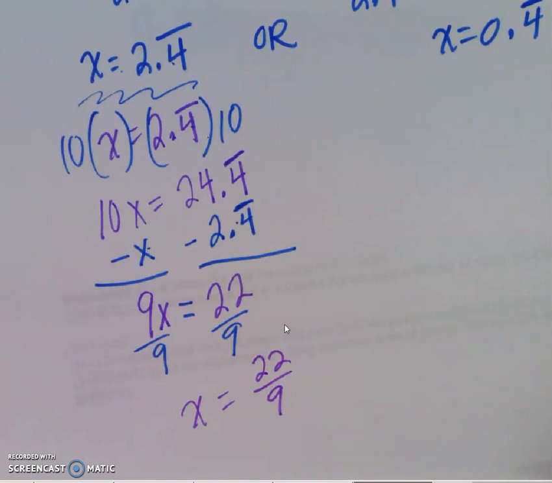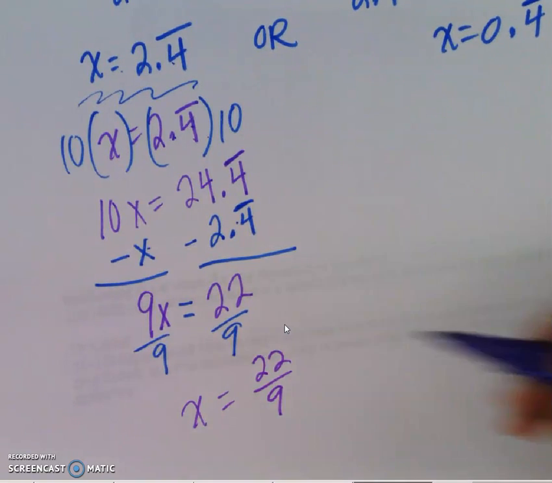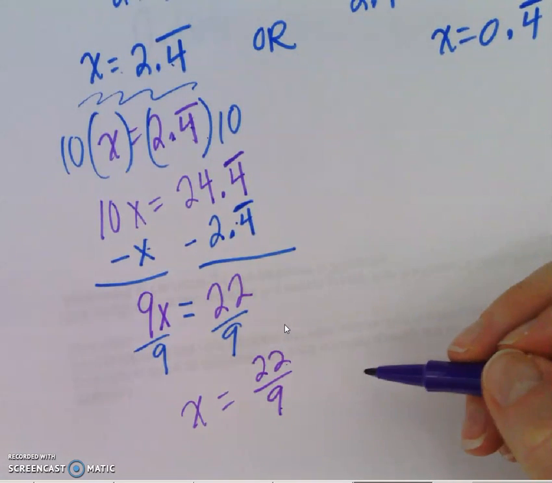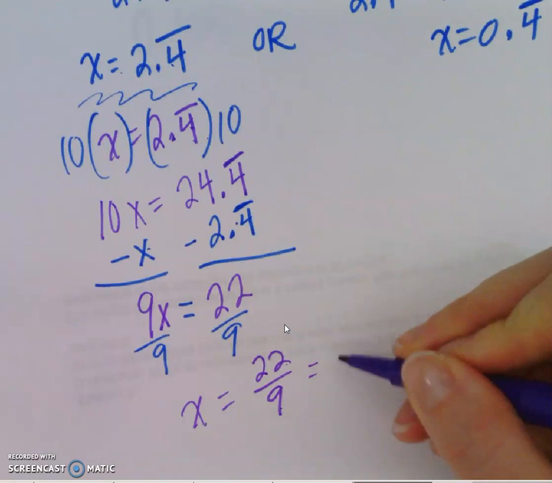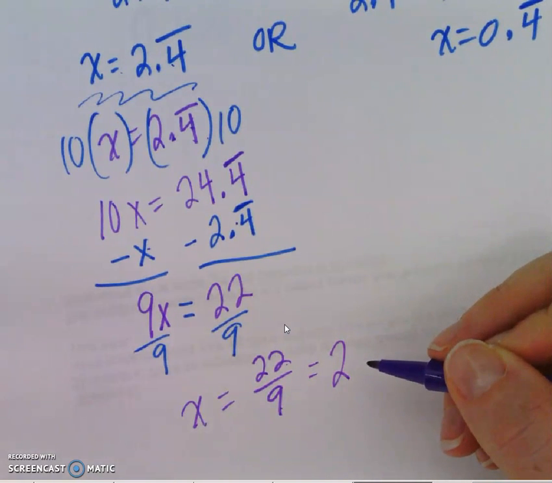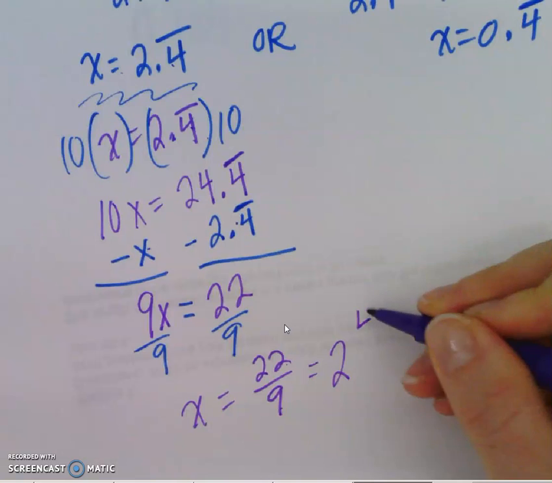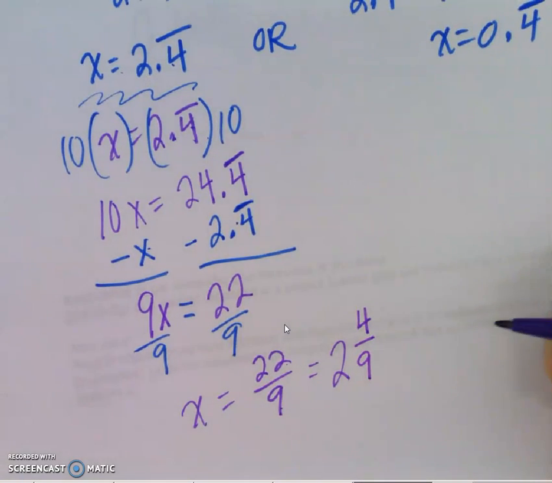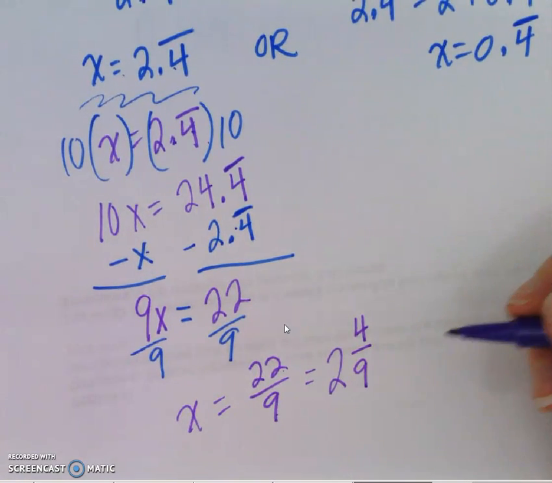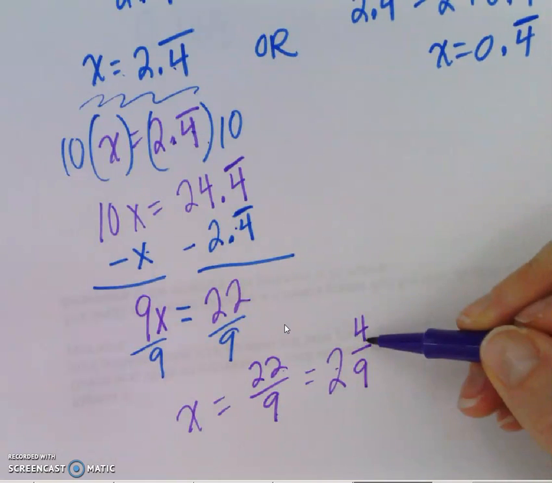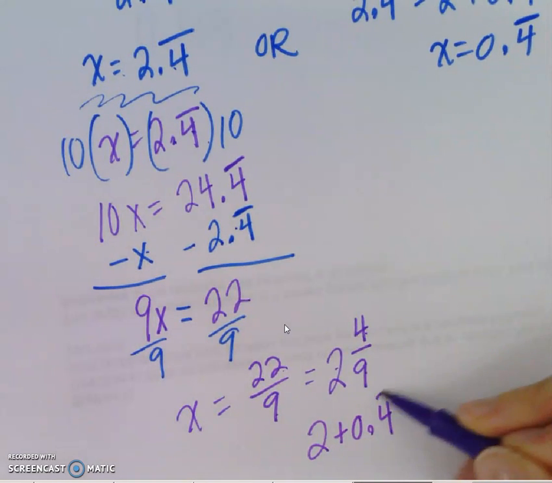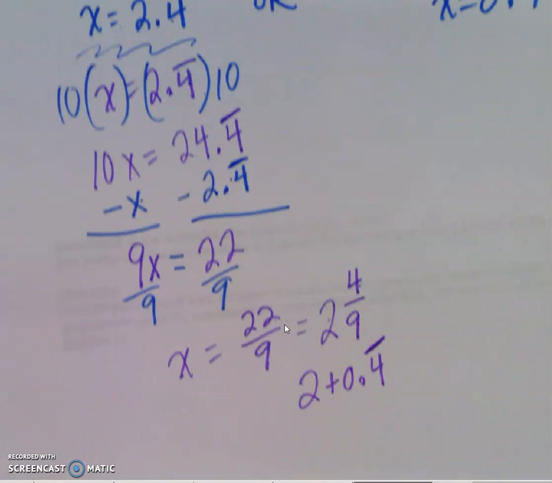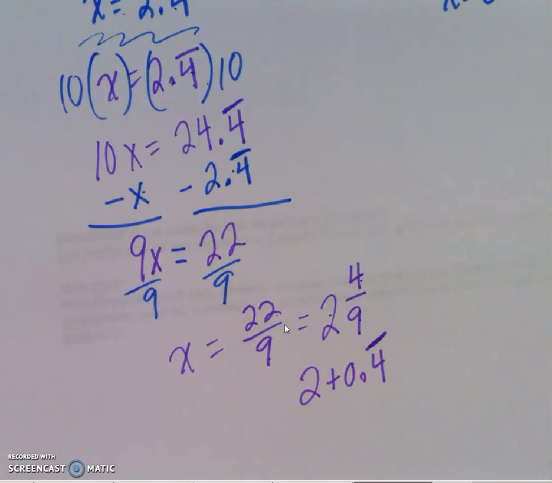So notice that is the same thing as if I thought about how many times does 9 go into 22. 9 goes into 22 twice, 18. With 4 remainder, it's 2 4/9. So it's very interesting to think that 2 4/9 is the same thing as 2 plus 0.4 repeating. Do you see any patterns yet? Well, maybe we will with the next slide.